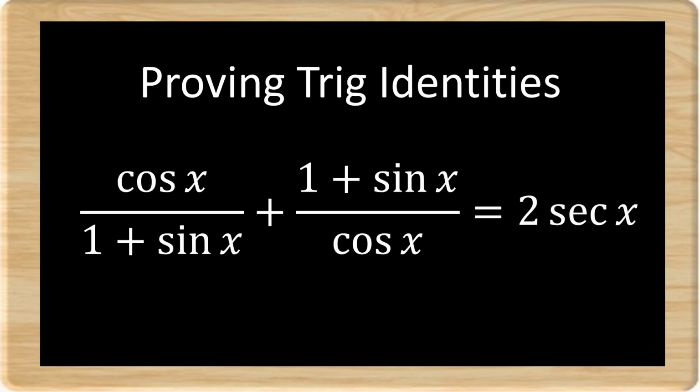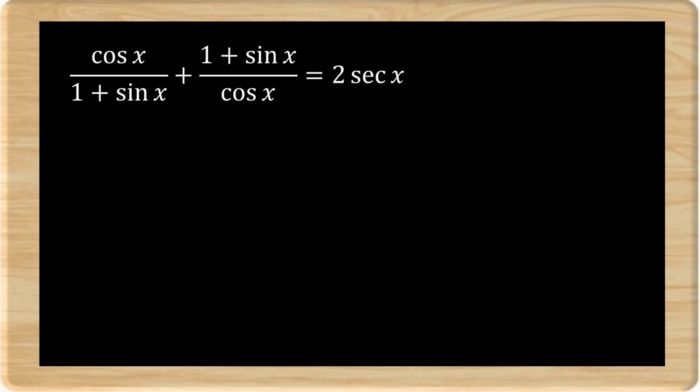Alright, so let's take a look at this trig identity. You want to prove that cosine x over 1 plus sine x plus 1 plus sine x over cosine x is equal to 2 secant x. So if I see two fractions in the trig identity, I want to combine them. In order to combine them, I need a common denominator. So the common denominator here would be cosine x times the quantity 1 plus sine x.